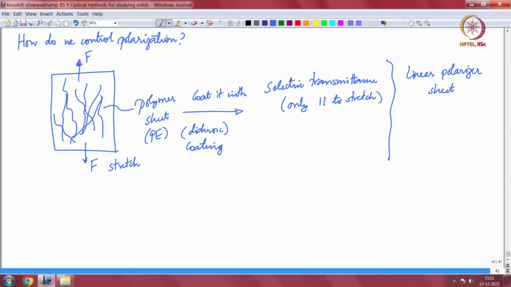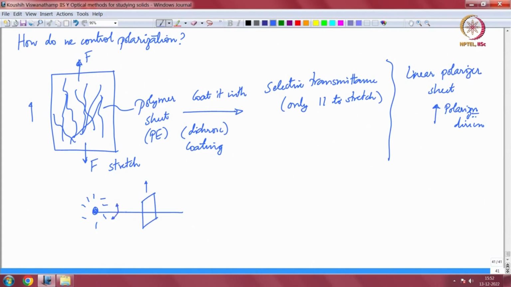And basically a linear polarizer sheet has one direction called the polarization direction, and for this case it is upward, right. So the moment you have a light source, typically a light source emits light with all types of polarizations, and you pass it through a polarizer sheet that has a polarization direction like this.